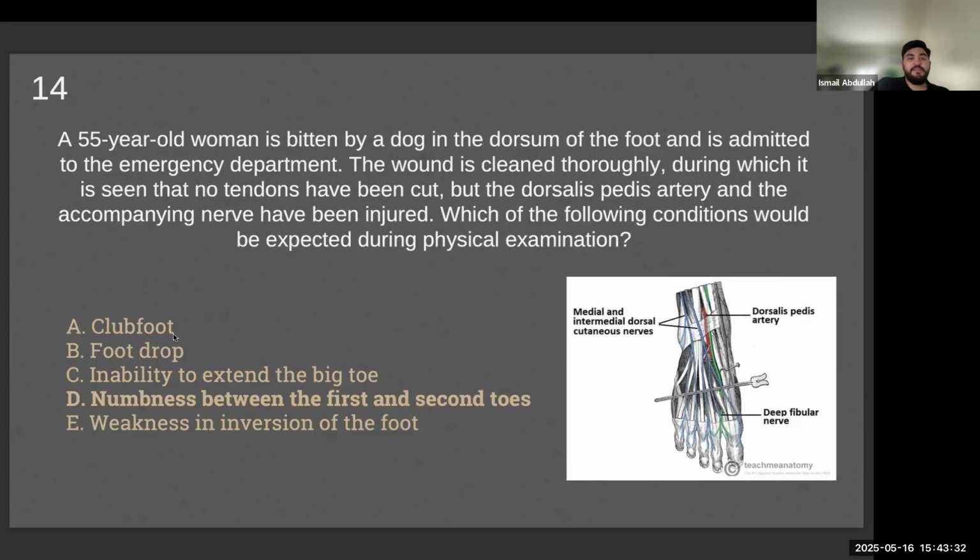It wouldn't be club foot because club foot is something congenital, something you're born with. Foot drop could occur if there was damage to the common fibular nerve, more proximal. Inability to extend your big toe would need the extensor hallucis longus to be injured. And weakness and inversion of the foot would require the tibialis posterior and tibialis anterior, which is basically tibial nerve and the deep fibular nerve. So this is why the answer is going to be D. And you can also work by elimination.